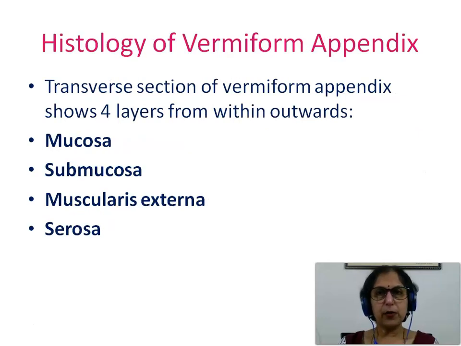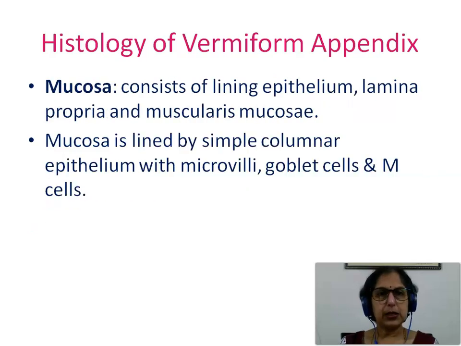Histology of vermiform appendix. A transverse section of vermiform appendix shows four layers from within outwards: mucosa, submucosa, muscularis externa, and serosa. Mucosa. This consists of three parts: the lining epithelium, lamina propria, and muscularis mucosae. Mucosa is lined by simple columnar epithelium with microvilli, numerous goblet cells, and M cells.